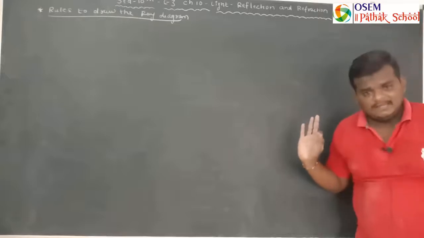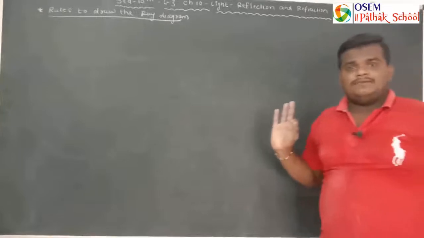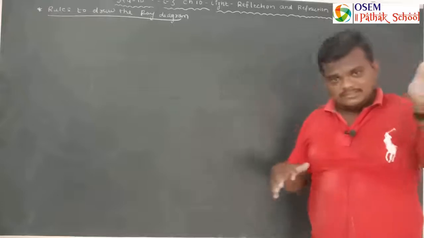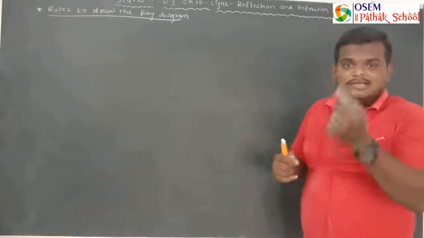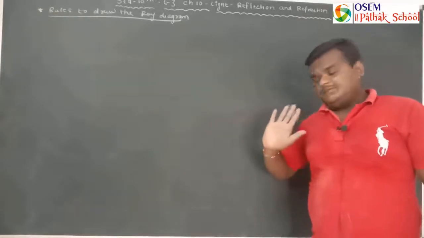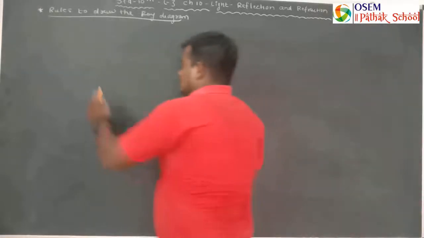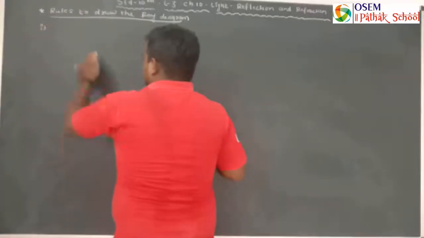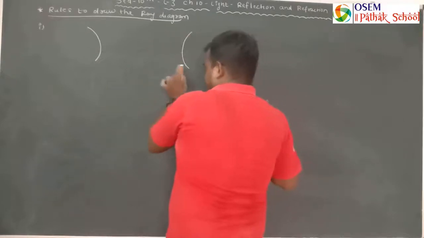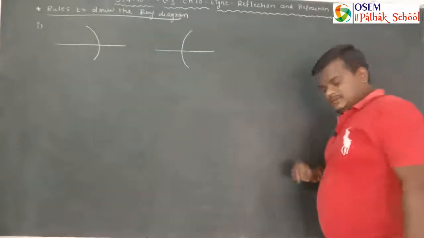We know that in day-to-day life it is impossible to draw ray diagrams of a number of parallel rays. In our day-to-day life, light coming from the sun is not just a single ray, it is parallel rays. So to draw ray diagrams, we consider just 2 types of rays. The first rule to draw the ray diagram is that, suppose this is a concave mirror and this is a convex mirror, and this is the principal axis. This is also the principal axis.